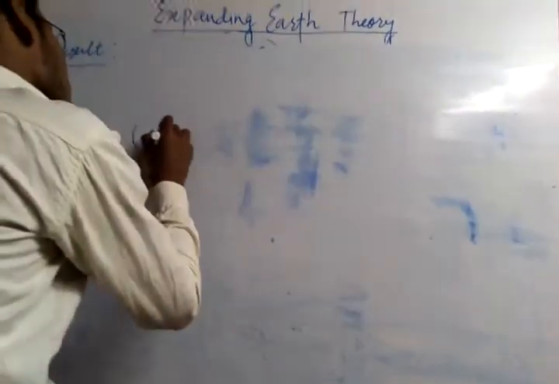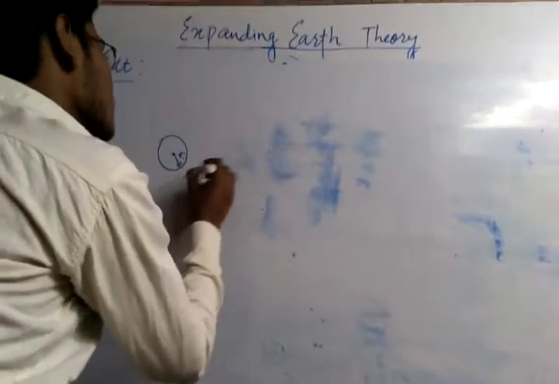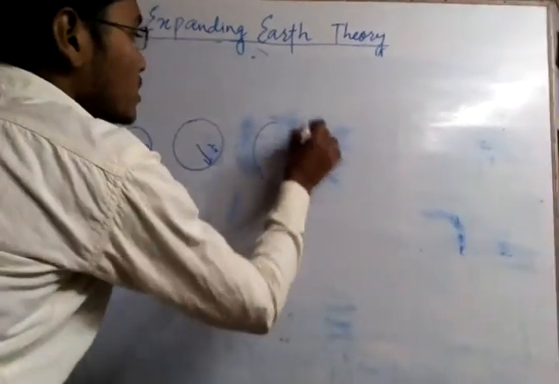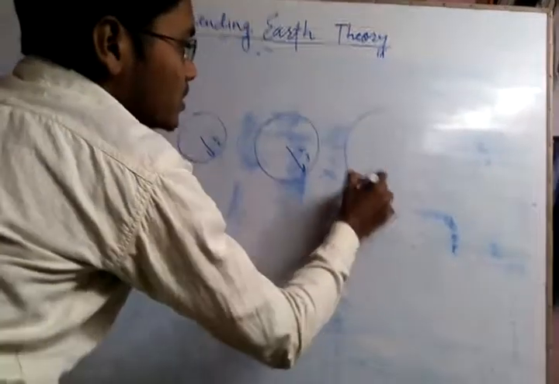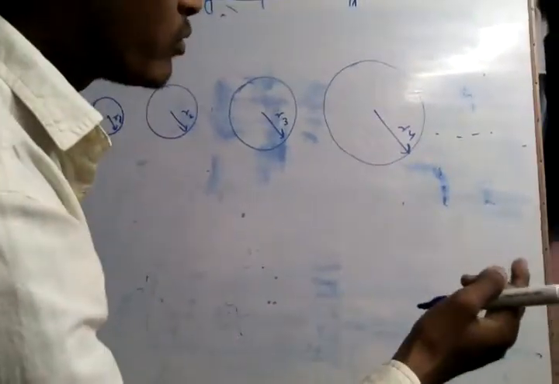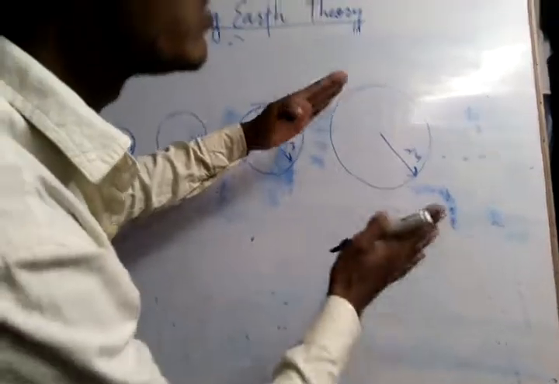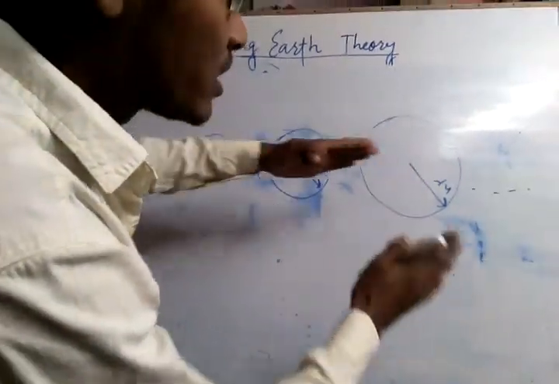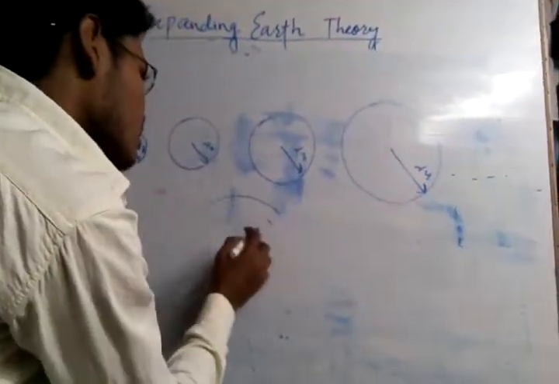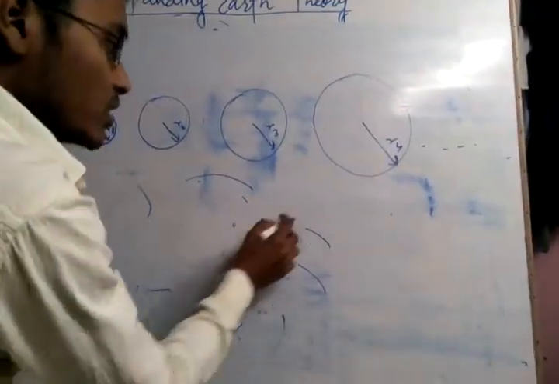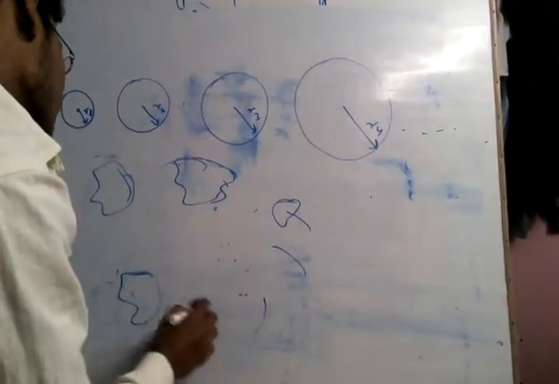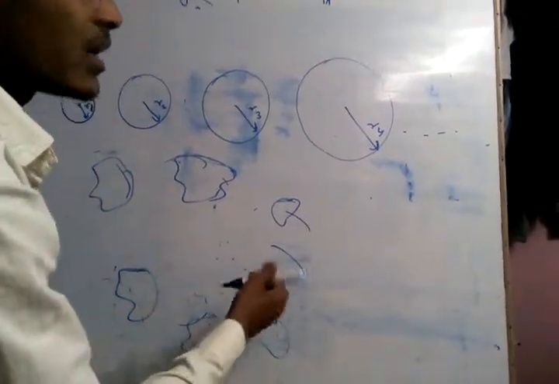At the initial time the radius was r initial, r1, then it increased to r2, then to r3, then to r4. But till when? There will be a time when the limit of earth expansion will be reached, and at that time nothing will be able to tolerate this expansion, and after that the earth will burst and expand into the universe in pieces, right? At a time the earth will burst and expand in pieces, and this will be the end of earth.